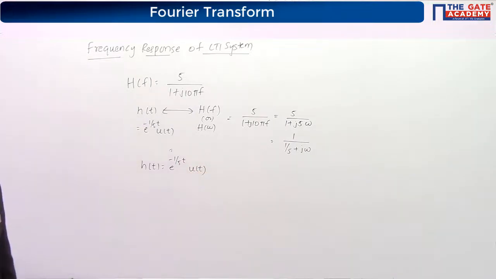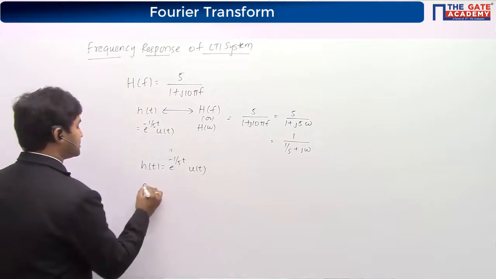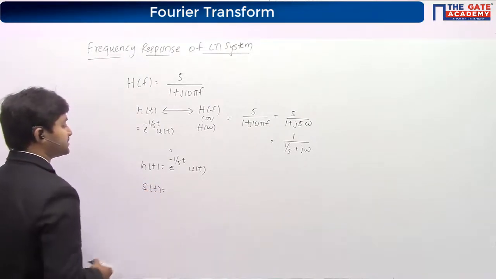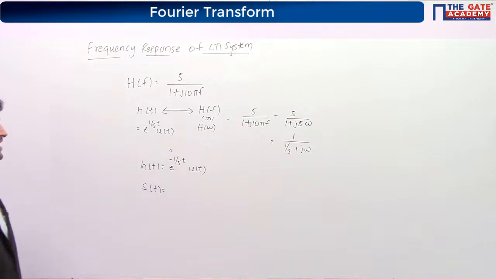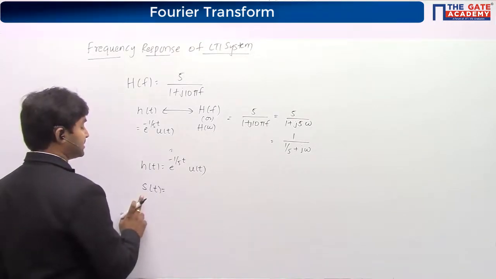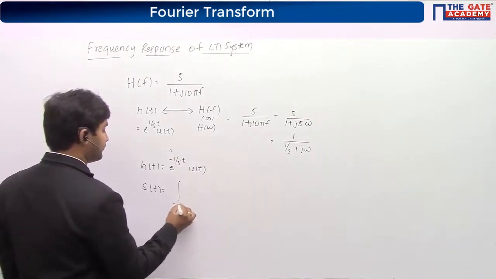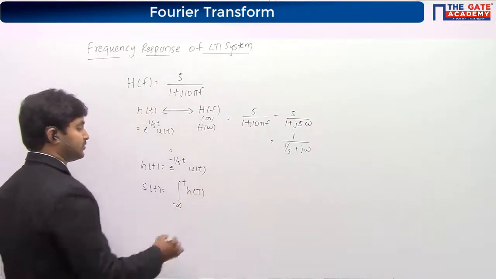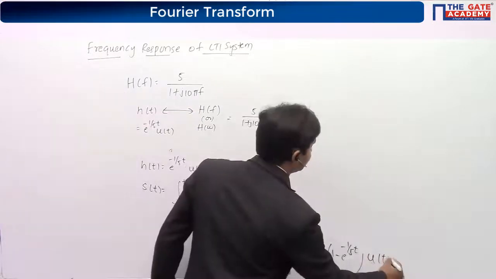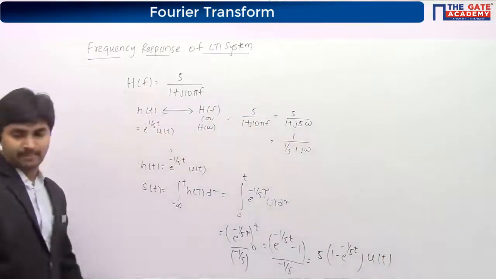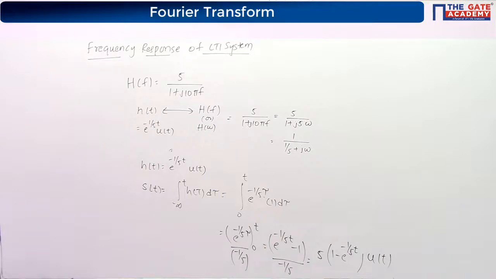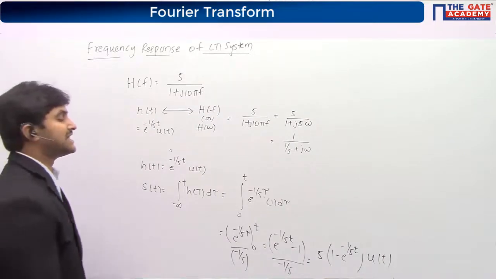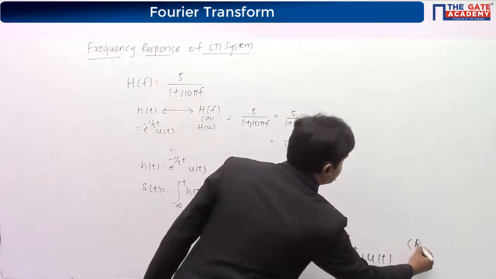Impulse response is given. Now step response is asked. If impulse response is given and step response is asked, we know the relation between them. We have learned this in the second chapter, LTI systems. The step response will be the integration of the impulse response. Ultimately, we'll end with 5 into 1 minus e power minus 1 by 5t into u of t. So the answer which is matching here is option B.